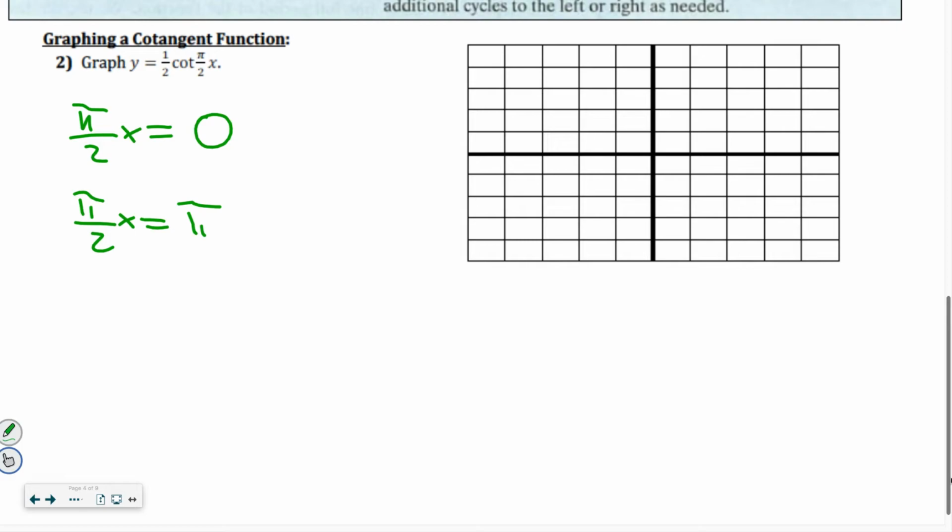So, if I solve this, what does x equal on this one? And on the other one? 2. So what's my period? 2. 2, right? The distance between those is 2. So, let's just go by 1s, since 1/2 doesn't give me a thing I have to graph. And we have an asymptote at 0, we have an asymptote at 2, so we also are going to have an asymptote at negative 2.